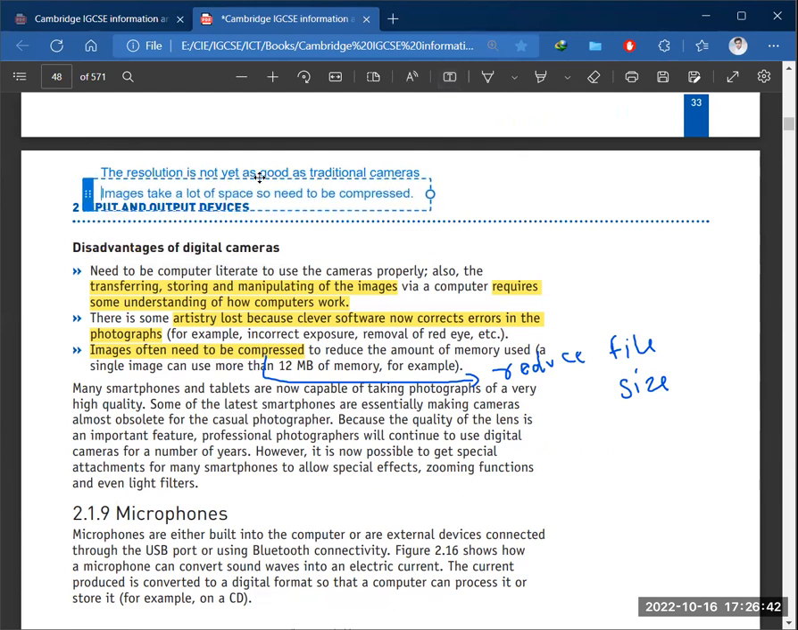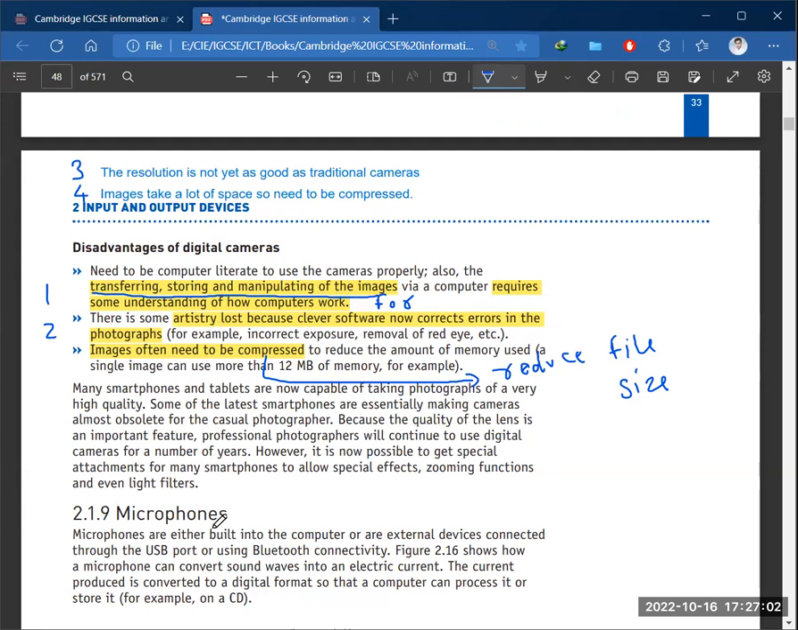So these are the points. The first one is this: requires understanding of how computers work for transferring, storing, and manipulating images. Artistry lost because clever software corrects errors. That's 1, 2.